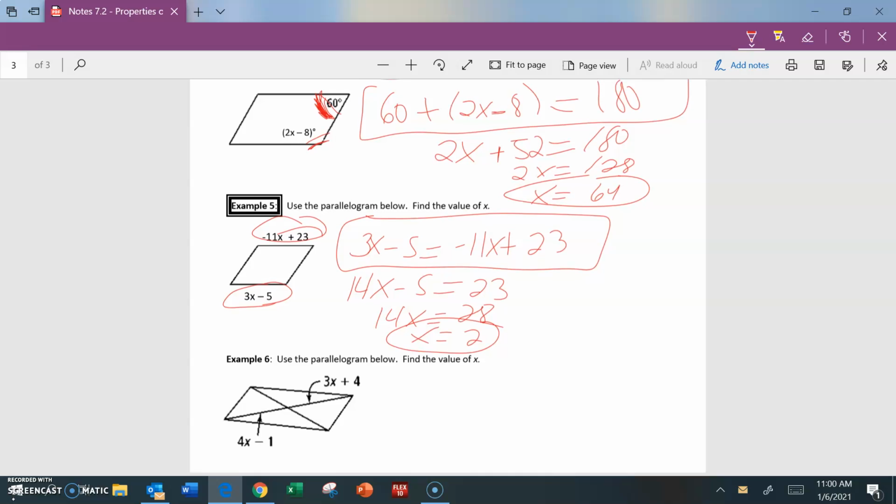And then the last example to wrap up our notes for the day is we have a parallelogram, and what's marked is you know that this is 3x plus 4, and this part of the diagonal is 4x minus 1. So the property they're wanting you to remember is that the diagonals of a parallelogram bisect each other. So we're going to take these two, and they're going to be equal parts. And once again, you're just going to solve this equation. And if I subtract 3x, I get x minus 1 equals 4, and I quickly can get x equals 5. All right? So that's it.